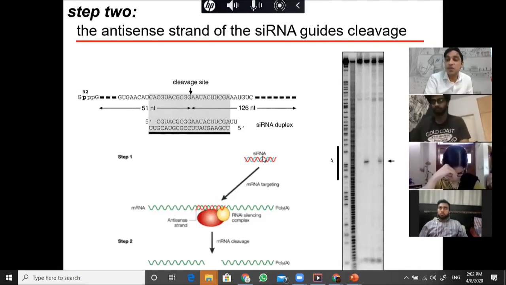Think about a mistake or wrong designing of small interfering RNA. If you design the small interfering RNA in such a way that the red one is gone and the green one is loaded on the RNAi complex, it will not create any complementarity because it's the same sequence, and that will not result in the breakdown of the messenger RNA.